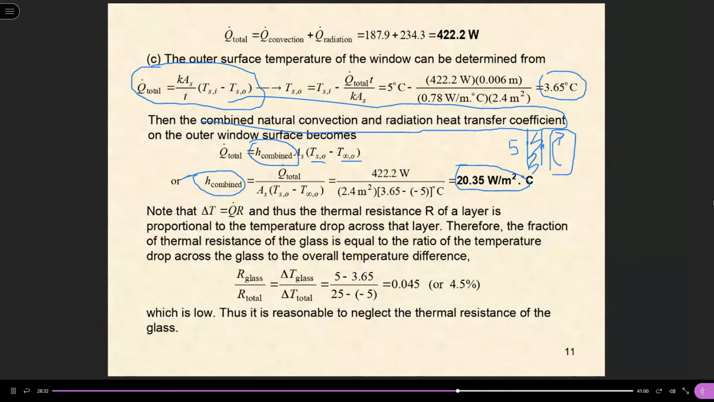For the last question, we are asked to determine, if we assume the outside surface is 5, how much the heat loss is. It's a small resistance, only about 4.5% error. Because the glass resistance is only this much, and the total should be 25.